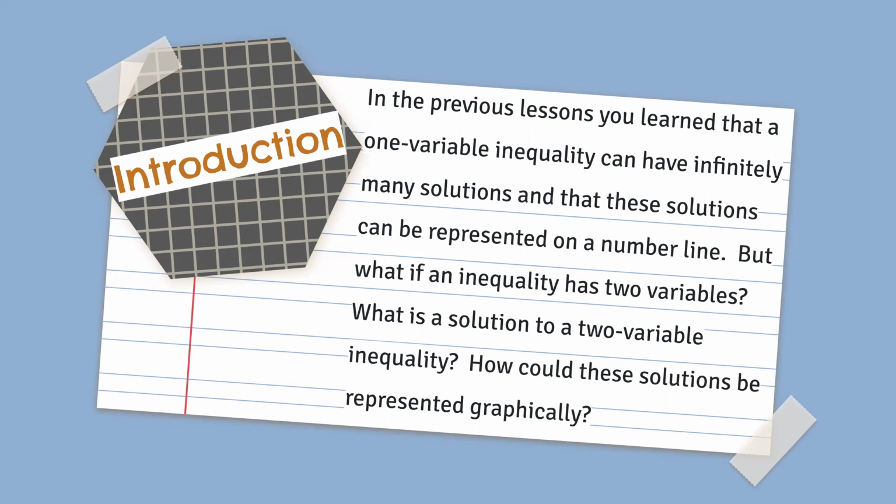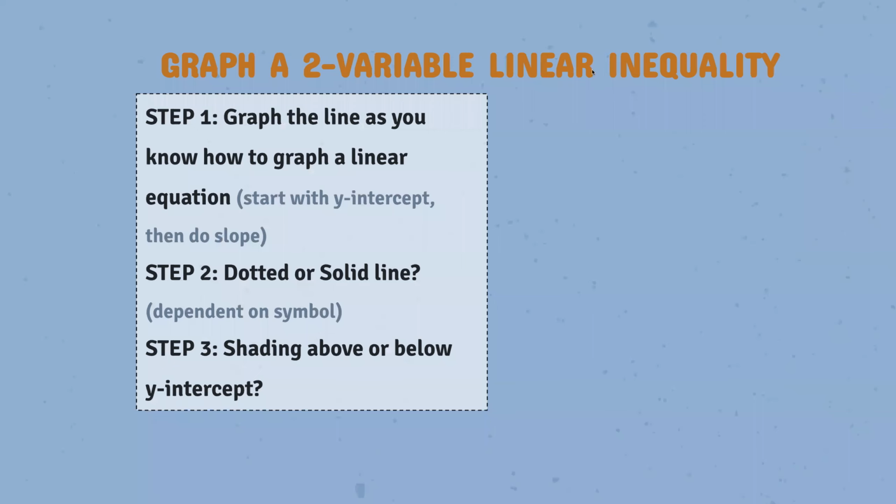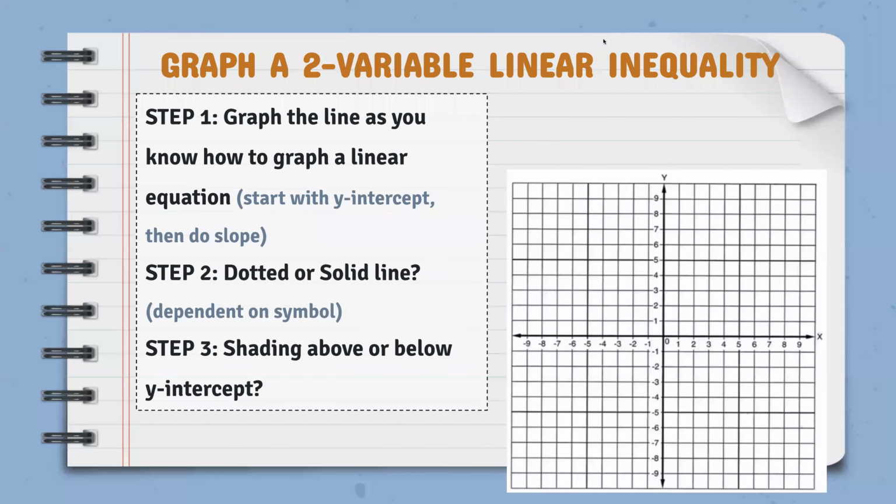But what if an inequality has two variables? What is the solution to a two variable inequality? And how could these solutions be represented graphically? Those are the questions that we're going to be thinking about as we go through these problems. So, graphing a two variable linear inequality.